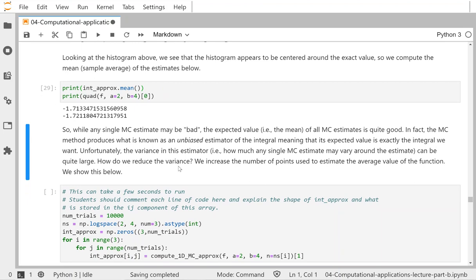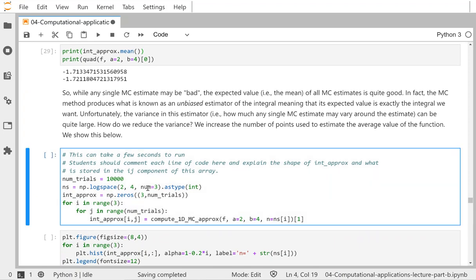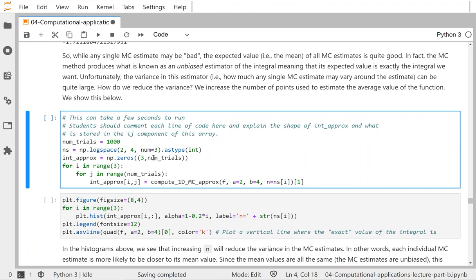So how do you reduce the variance? Increase the number of points. So again, I'm going to do 1,000 trials, so this runs quickly. I am going to do our log space of n's, so this is going to be using 100, 1,000, and 10,000 points for the number of random points. And then look what I do.